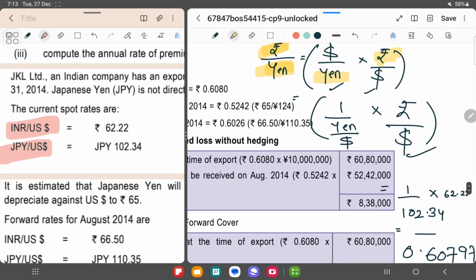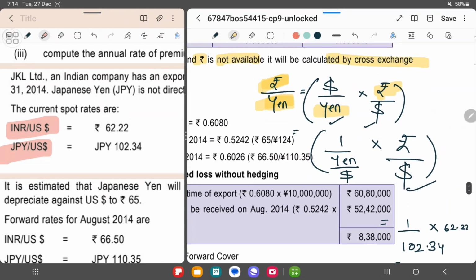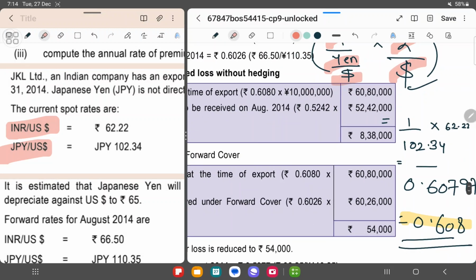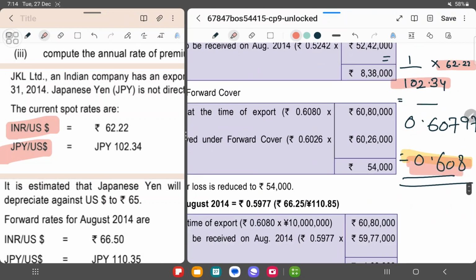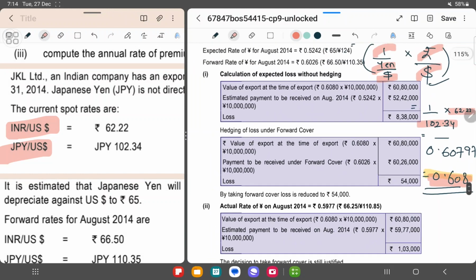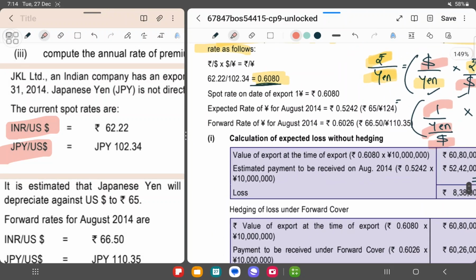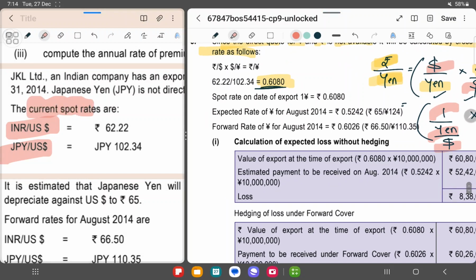So the other currency was dollar. So what I did was I took here dollar. The empty spaces were filled by dollar. Now what I have is rupee upon dollar is something that I have, but I don't have dollar upon yen. But what I have again was yen upon dollar. So when you do inverse of yen upon dollar, you get dollar upon yen. Okay, so I did this. 62.22 divided by 102.34 gives me this rounded figure, 0.608. Okay, this was what was important here. So this is how we calculated the spot rate.